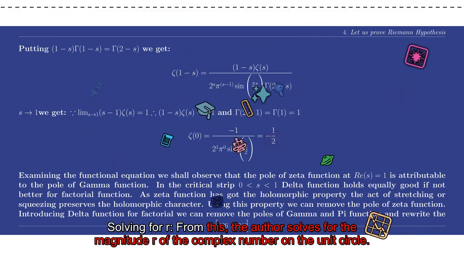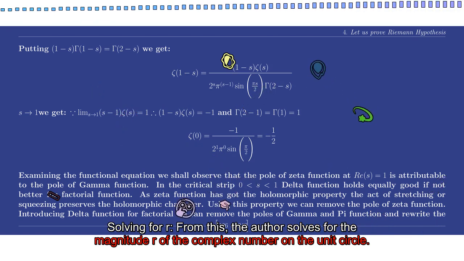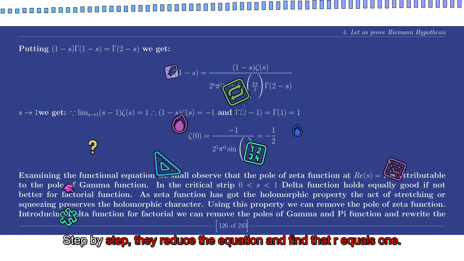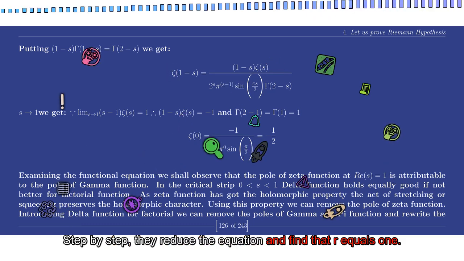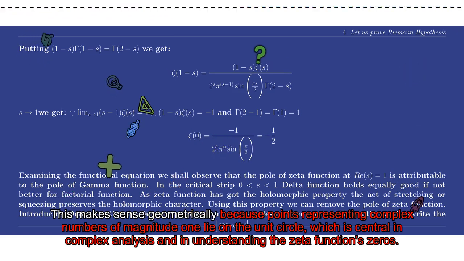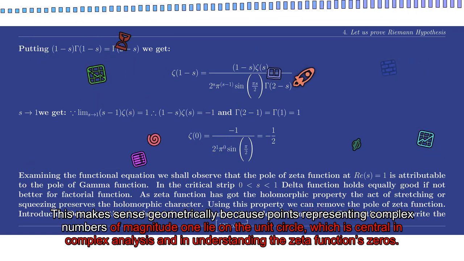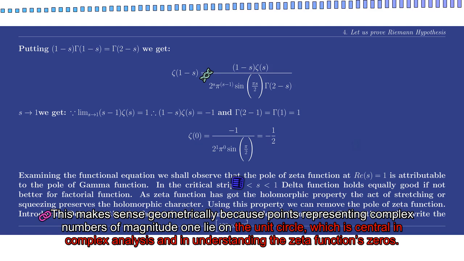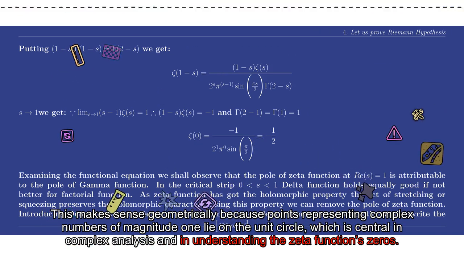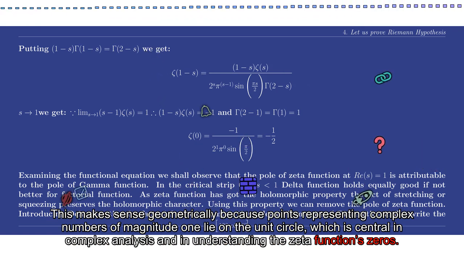Solving for r. From this, the author solves for the magnitude r of the complex number on the unit circle. Step by step, they reduce the equation and find that r equals 1. This makes sense geometrically because points representing complex numbers of magnitude 1 lie on the unit circle, which is central in complex analysis and in understanding the zeta function's zeros.